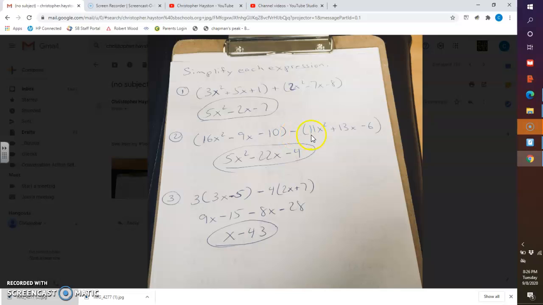In the second one, whenever you have a negative, the negative needs to be distributed to each term. So this becomes negative 11x squared. This becomes negative 13x. And a negative becomes a positive 6.